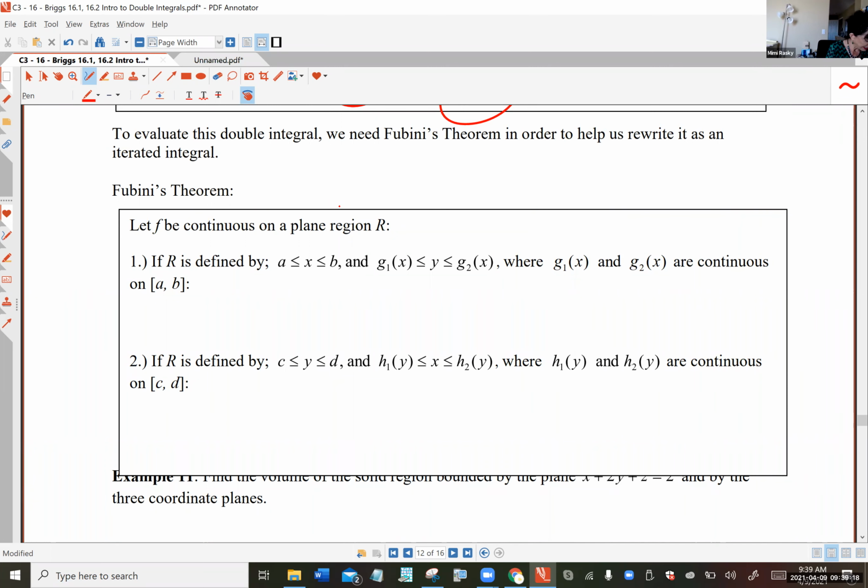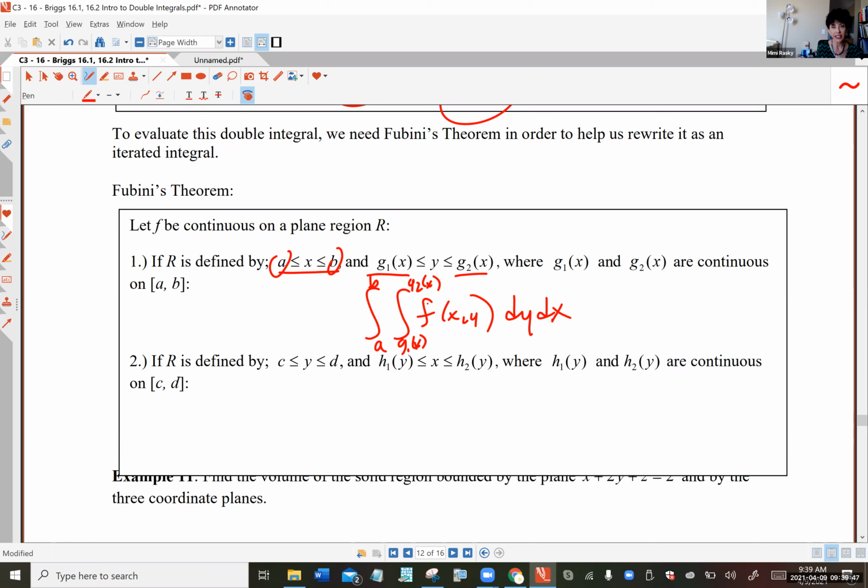So Fubini says if you have x going from a pure number to a pure number and y going from some variable function to some other variable function, then when you're using your double integral in a volume situation, choose dy dx as your order of integration, because it'll be obvious: the outer integral is with respect to x and they gave you the pure numbers, and then the variable limits are for y.